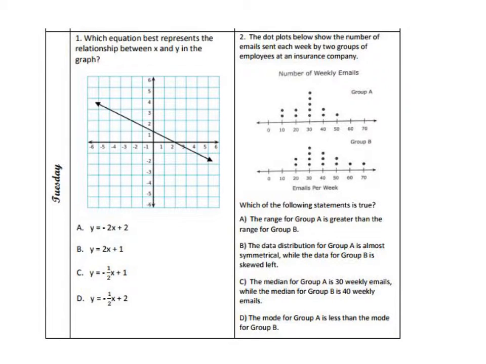Says which equation best represents the relationship between x and y in the graph? So remember yesterday when we went over it, I said that if you know how to find the y-intercept, you're halfway there. So what would be the y-intercept for this graph? Would it be 3? What is the y-intercept? Isn't it like where it crosses over? Yeah, where it crosses the y-axis.